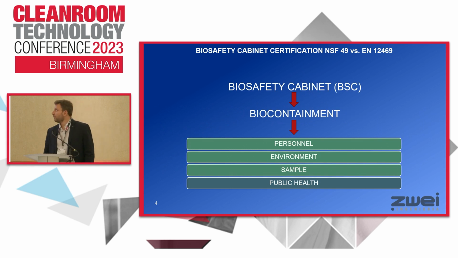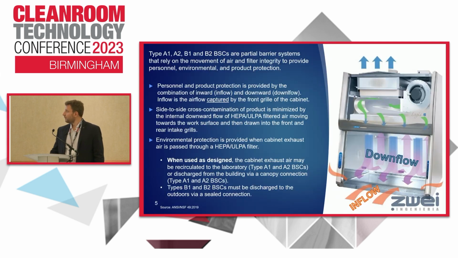When we're talking about biosafety cabinets, we are talking about biocontainment. We mean protection for the people working with the cabinet, the environment, samples, and public health. If our biosafety cabinet fails in one of these points, we can compromise the people, the laboratory, the quality of our work, and consequently public health. All Class 2 biosafety cabinets are defined as partial barrier, where the protection depends on the airflow balance and the filter integrity. This is the definition of Class 2 biosafety cabinets.